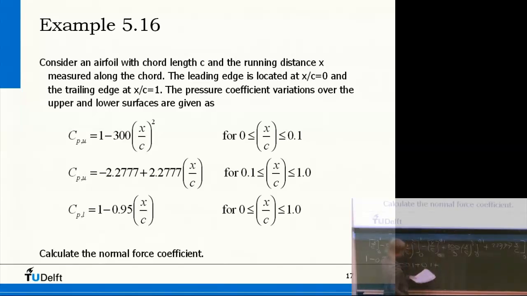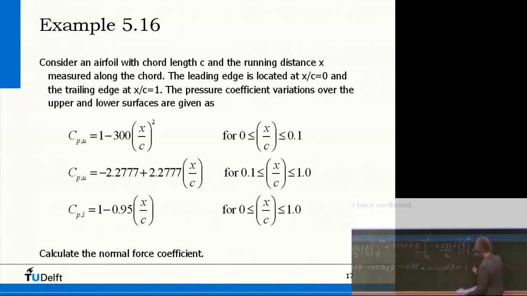Plus, now we get 2.2777 in 1, so 2.2777 minus the 2.2777 times 0.1, so that's 0.22777 minus, and then we have 1 again, so that's the half of that 1, so that is 1.1388 times 1 plus 1.1388 times 0.1 squared, so 0.01388. And then we find 1.4.